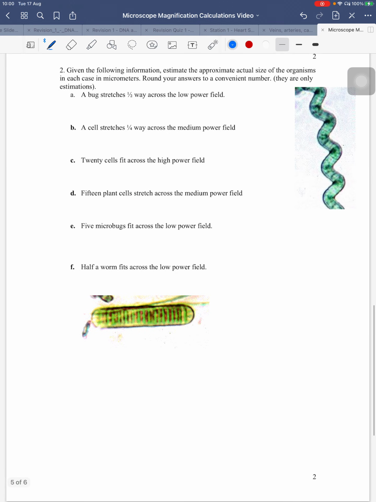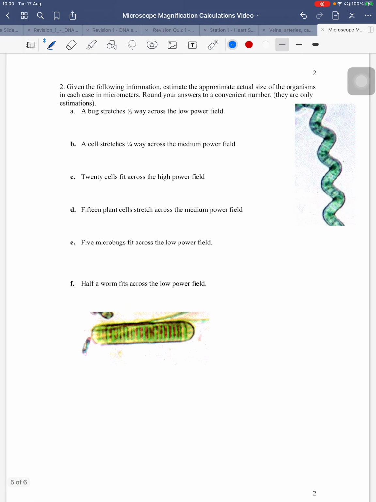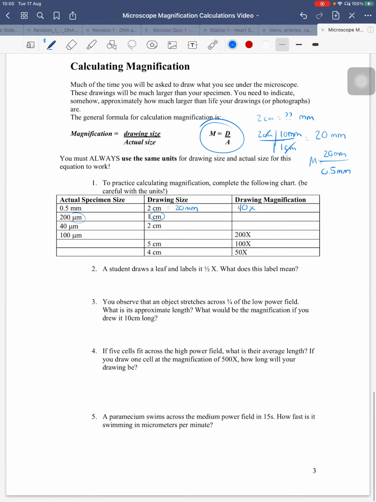Question 2 here walks you through a couple other examples that I would like you to try out. And then the calculations down here, I would also like you to give those a try.